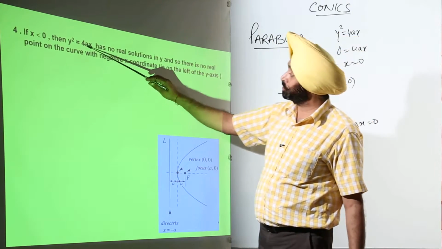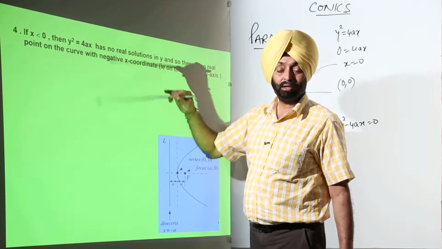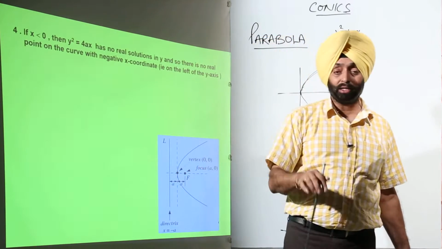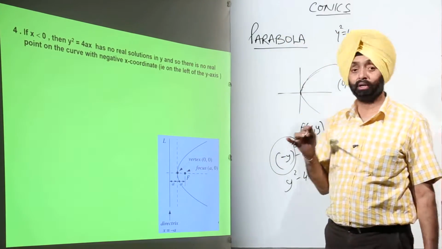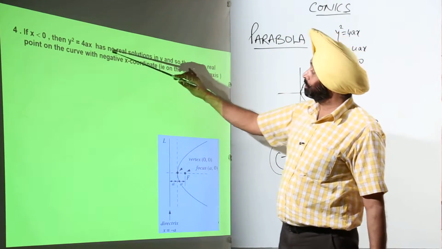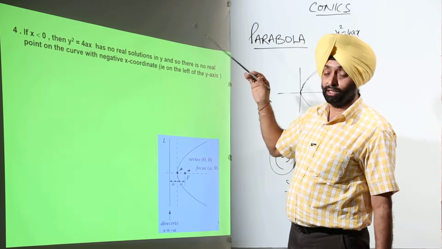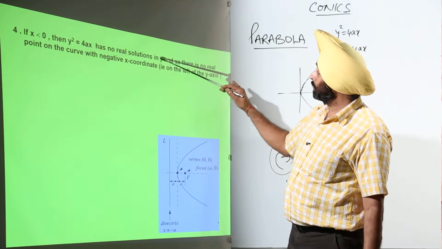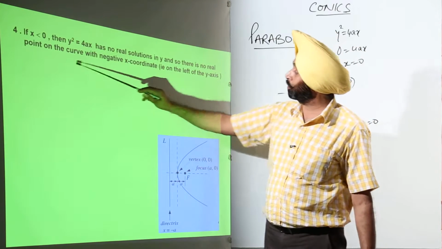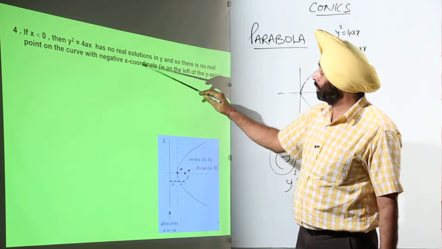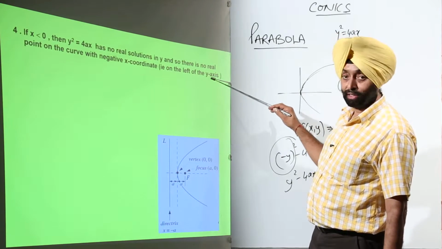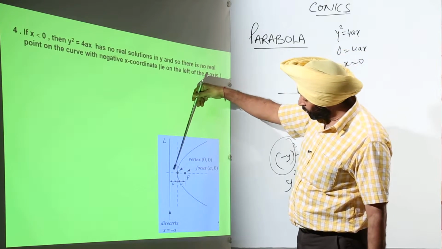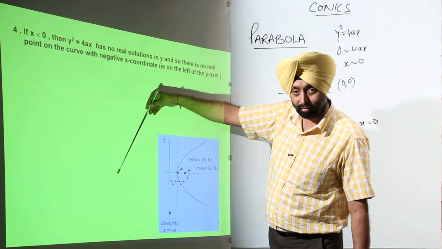If x is less than 0, if it is negative, then the right-hand side will become negative and we can't find a square of a negative number. So that's why there will be no real solution. We can have some imaginary solutions in y, and so there is no real point on the curve with negative x coordinates, on the left of the y axis. So we can't have any coordinates on this side.